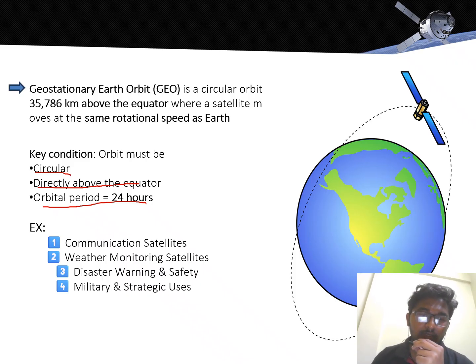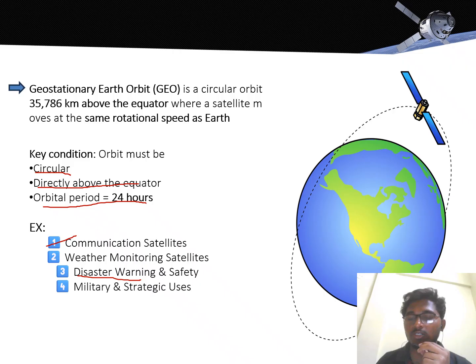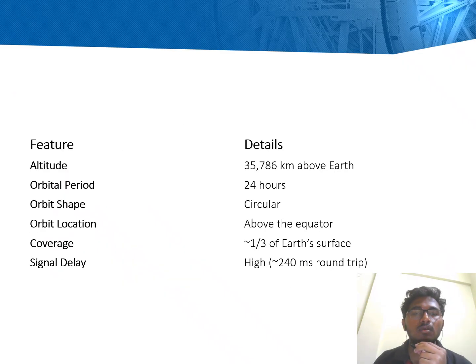The main purpose is communication, satellite communication, normal mobile communication. We use the satellites in these orbits for disaster management, for prediction of threats. We use the GEOs, and we see the features of the GEOs.